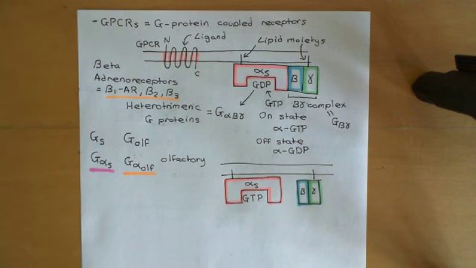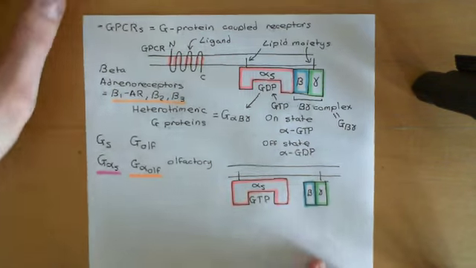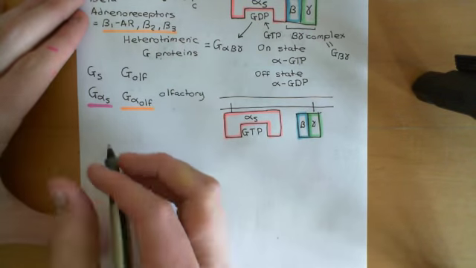Okay, right, so we're going to chuck the beta gamma subunit aside now, and we're going to look at how the alpha S subunit with GTP bound can activate adenylyl cyclase enzymes. And I'll stress again, it can activate all 9 adenylyl cyclase enzymes. So how does the alpha S subunit with GTP bound to it activate adenylyl cyclase enzymes?